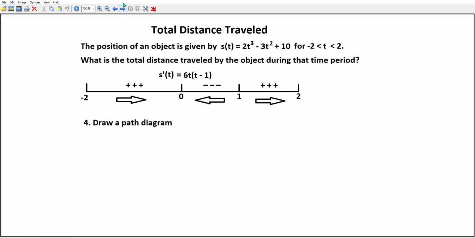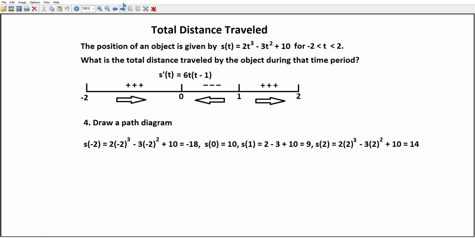And what we'll need is the position of the particle at important points, and those are going to be the endpoints, and our 2 points, 0 and 1, which apparently from the picture are places where the path turns around. So we start by computing s of minus 2, which is minus 18. S of 0 is 10. S of 1 is 9. And s of 2 is 14.